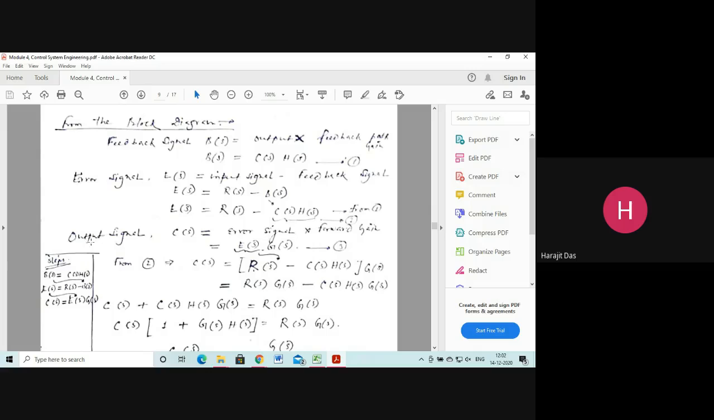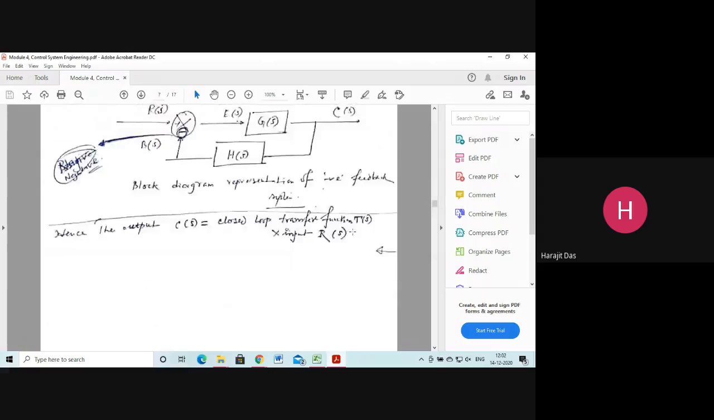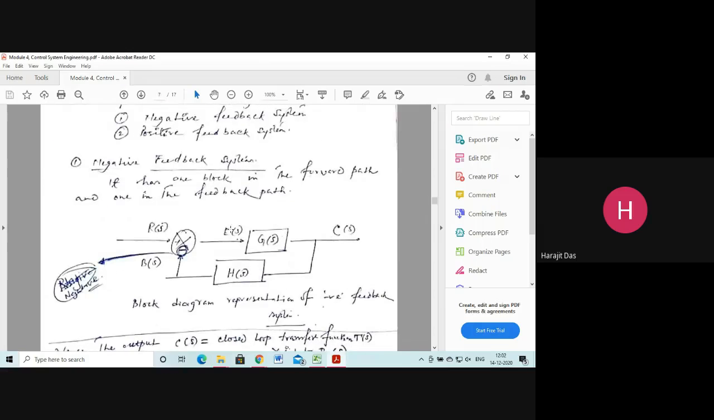Now what is the output signal? What is C(S)? The error signal multiplied by the forward path gain. So C(S) will be the error signal multiplied by G(S). Just like B(S) is what?